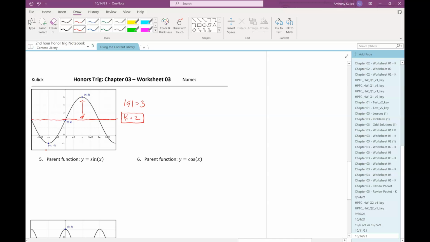Next thing we'll do is the period. So I would go from minimum to minimum. We're starting at negative pi and going to positive 3 pi. Do you see that? So that's 4 pi. And since this is sine, the period is 2 pi over the absolute value of c. So the absolute value of c is 2, where c is just 2.